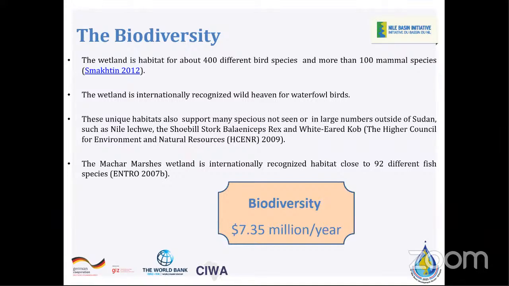The wetland is also rich in 400 different bird species and 100 mammal species, and it is internationally recognized as a wild haven for waterfowl birds. We compared the capacity with similar wetland areas, and we estimated the biodiversity richness and species diversity at a worth of $7.3 million.